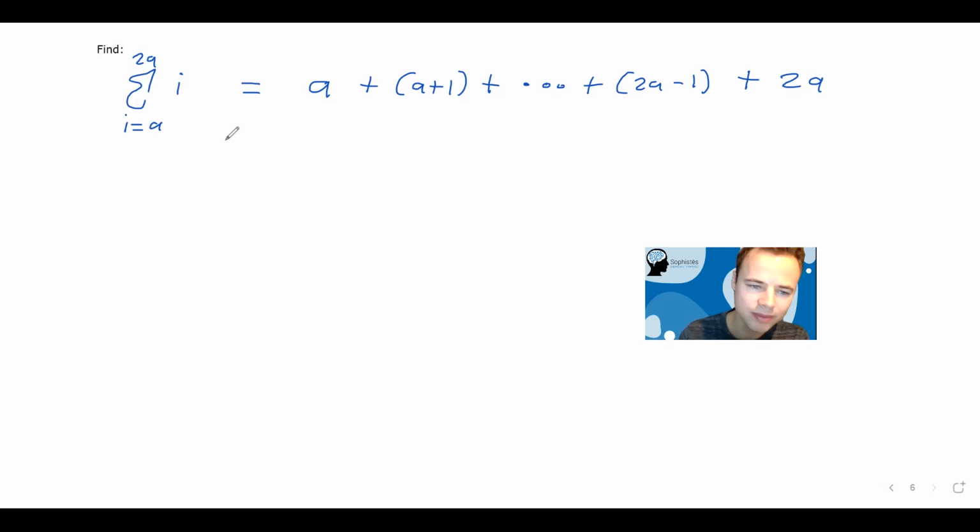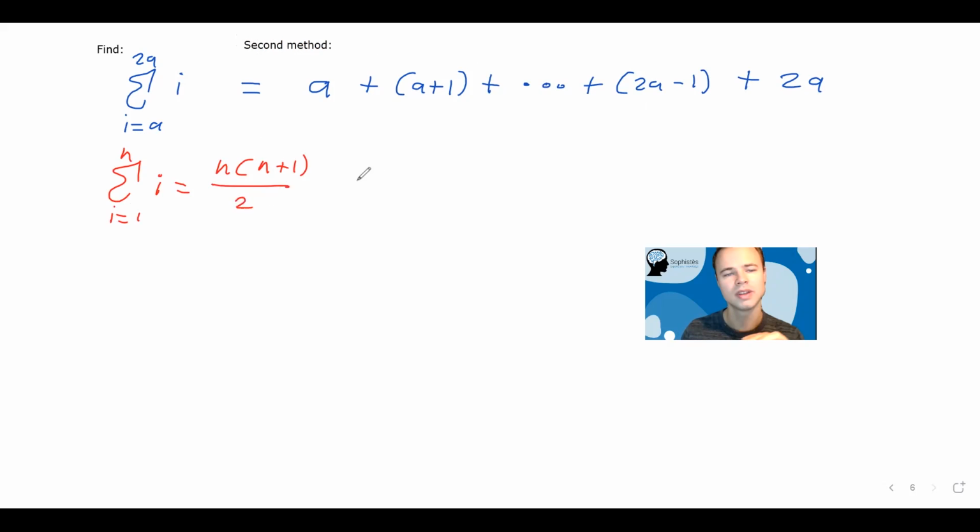There is a nice trick that we have. This is the second method to solve it. If you get a summation like this, i from 1 all the way up to n, you can get n times n plus 1 divided by 2. I think maybe this trick is easier for you guys. And this trick only works when i starts at 1. So we have to come up with some series that start with the value 1.